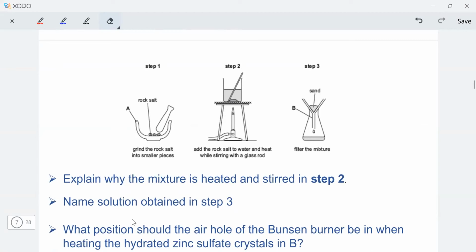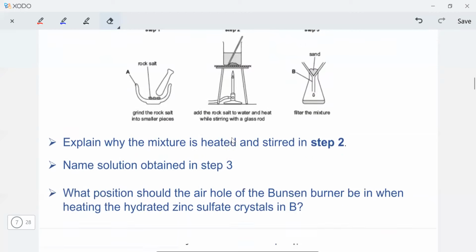What position should the air hole of the Bunsen burner be when heating the hydrated zinc sulfate? So how should the air hole be here? If I'm heating something, the air hole should be open to allow more air to go through this hole and to allow the flame to stay on. So the answer here is the hole should be open.